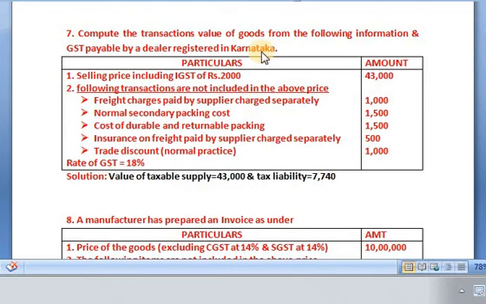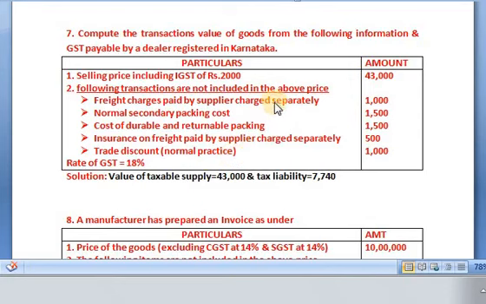So when we go with this particular problem, first let us go for analyzing the problem. They have given selling price inclusive IGST of 2000, 43,000. In this 43,000 you have to deduct this 2000. So selling price you will be getting 41,000. Now next, following transactions are not included in the above price. That means in this 41,000 all these things are not included.